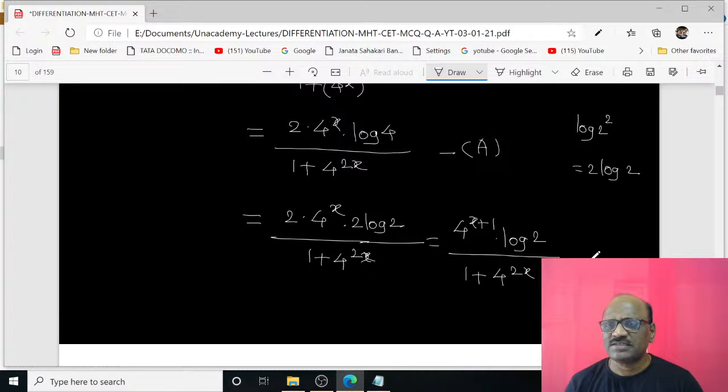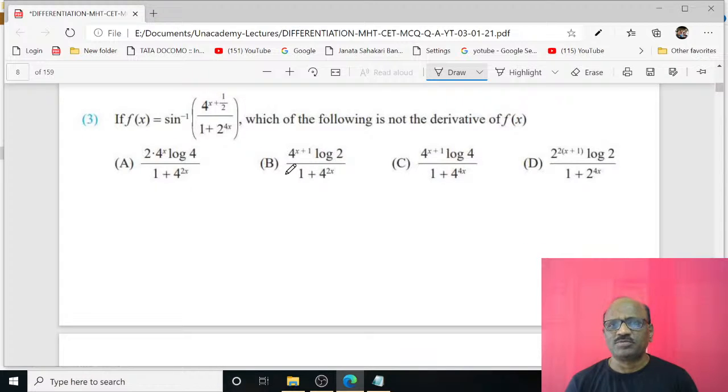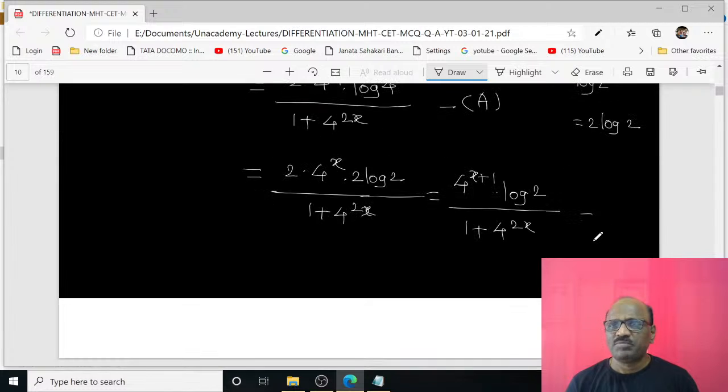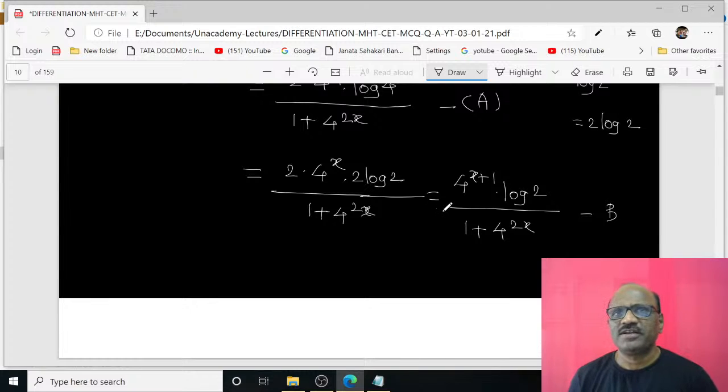And this is nothing but, now we'll see which option it is. See here, the second option, that is B, is here: 4 raised to x plus 1 log of 2 upon 1 plus 4 raised to 2x. So the B option is here. Two options we have completed here.